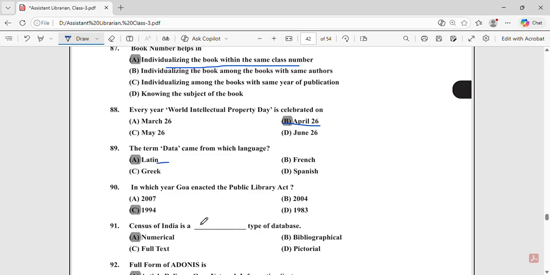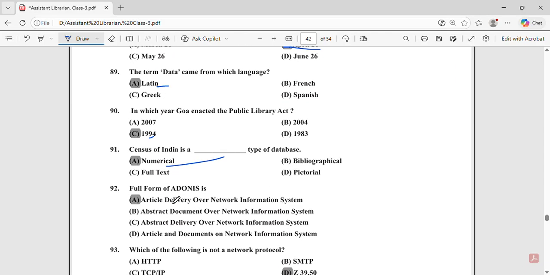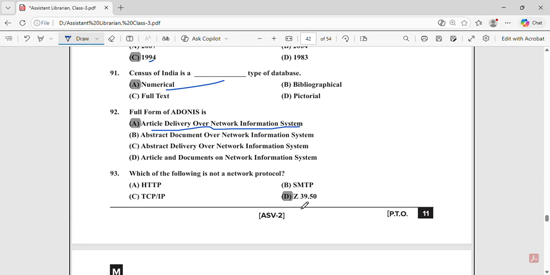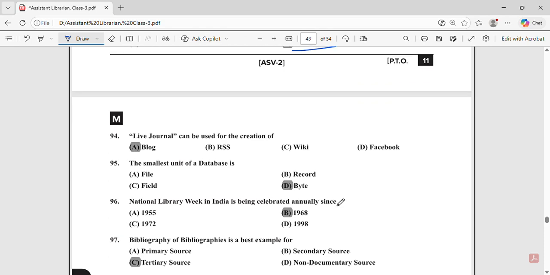The term data came from which language? Latin. In which year did Goa enact the Public Library Act? 1994. Census of India is a numerical type of database. Full form of ADONIS is Article Delivery over Network Information System. Which of the following is not a network protocol?